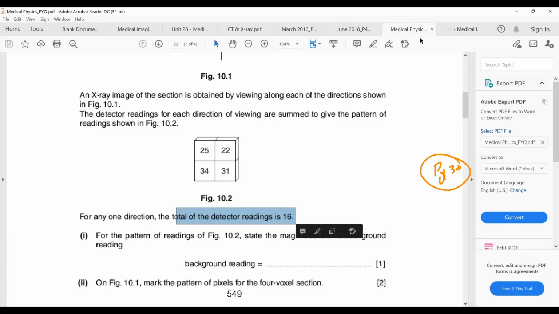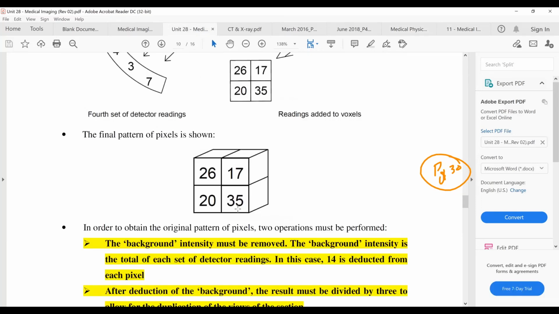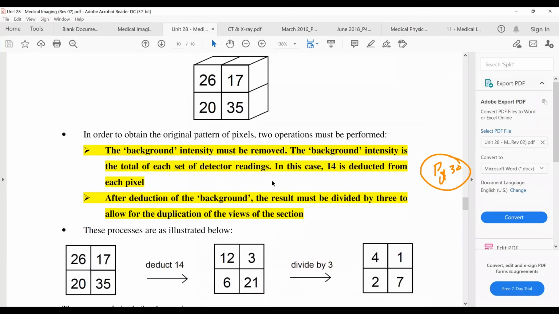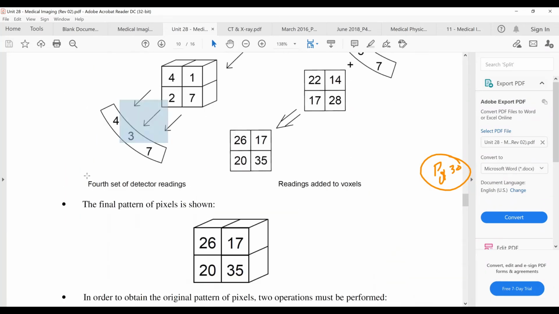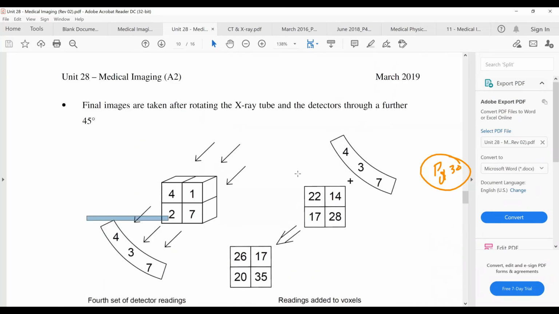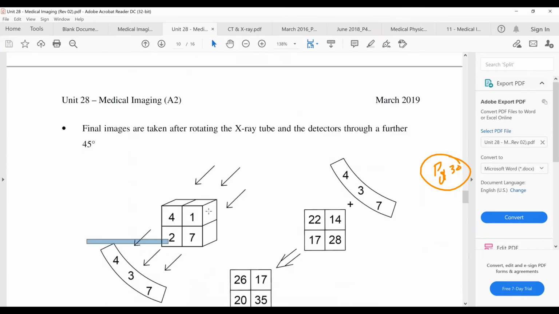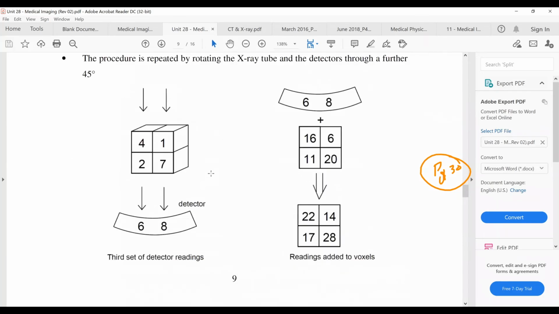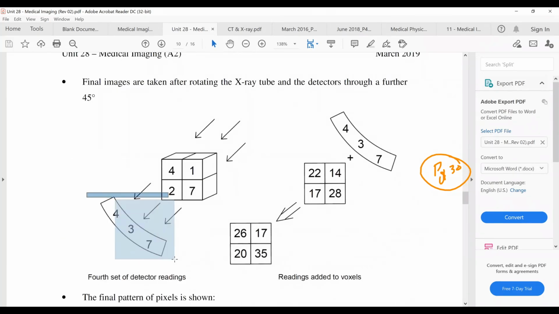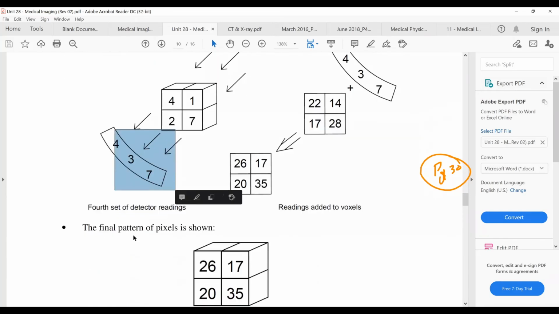This one, when you read it, you should have understood that it's actually talking to you about your background reading. Remember just now, if you refer back to this part of your notes, I told you your background reading or your background intensity is actually your total detector readings in any direction. In your case, it is 14 here. No matter which direction you choose, the first one, second, third, and fourth direction, your total detector reading is always 14. This is your background reading.